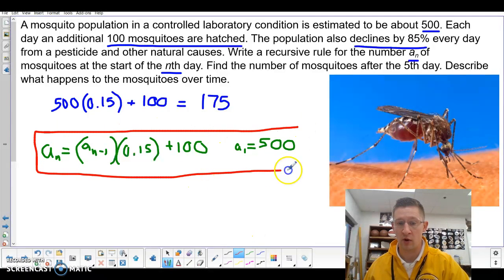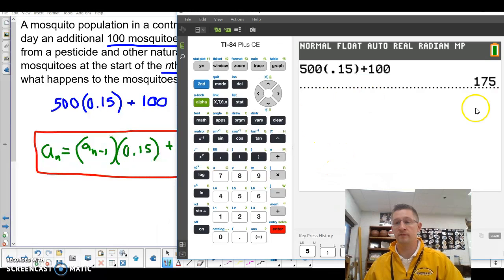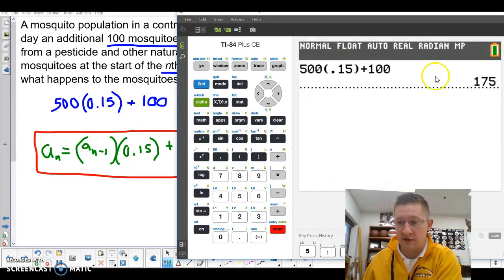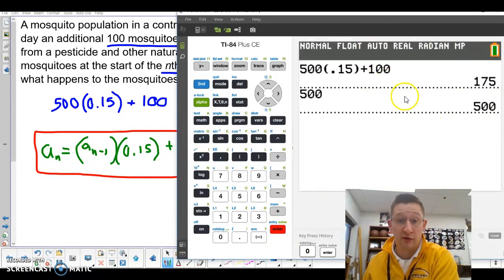Now, I want the number of mosquitoes after the 5th day it asks for. Here's a neat little calculator trick. With recursive rules and the idea of iteration, which we'll get into next, I can use my calculator to do a lot of that work for me. Actually, I'm going to start over. I'm going to take 500 and hit enter, so that's my previous answer. To use this recursive rule and iterate it, which again, next video you'll hear that word, we're going to take that previous answer times 0.15, and then I'm going to add 100 to it.